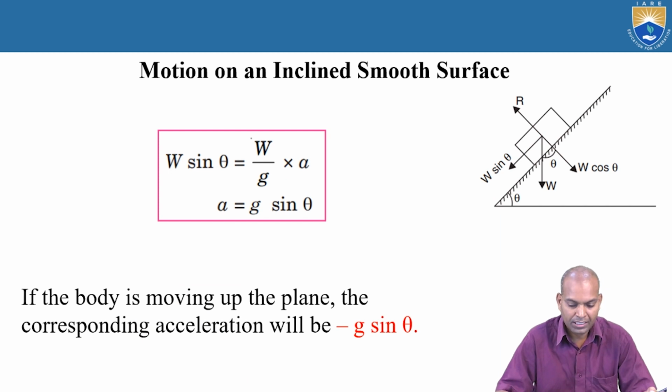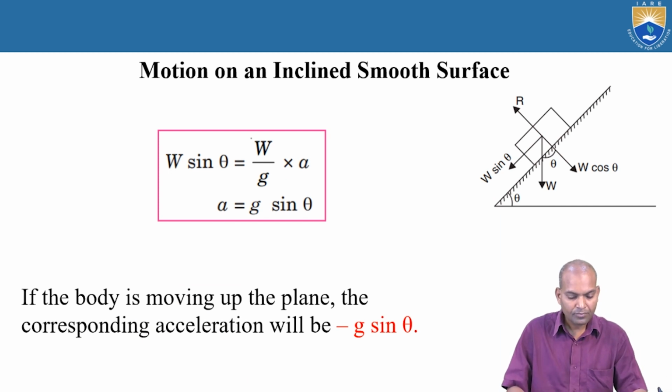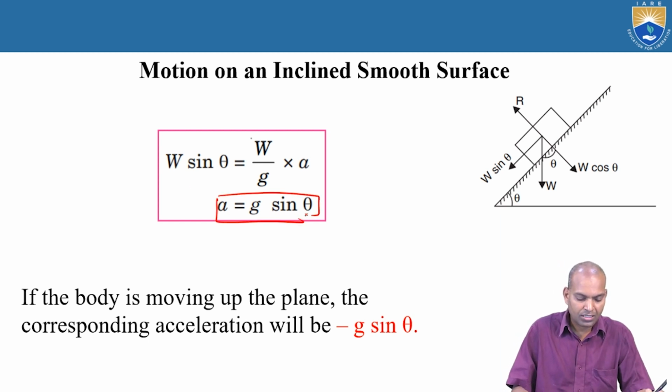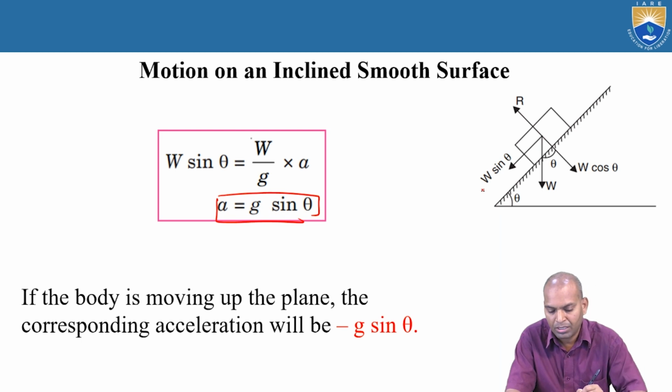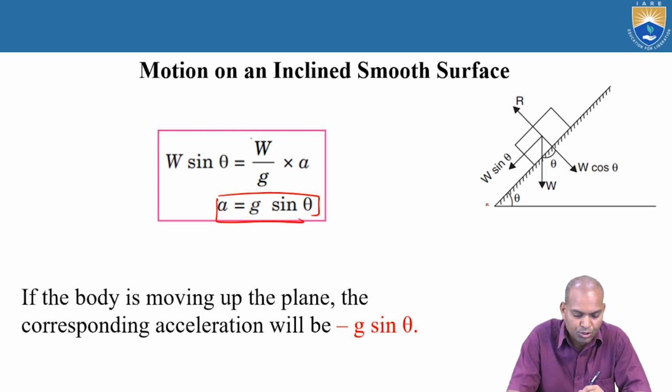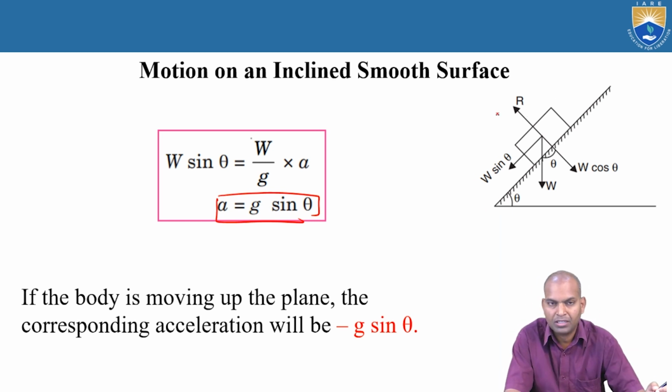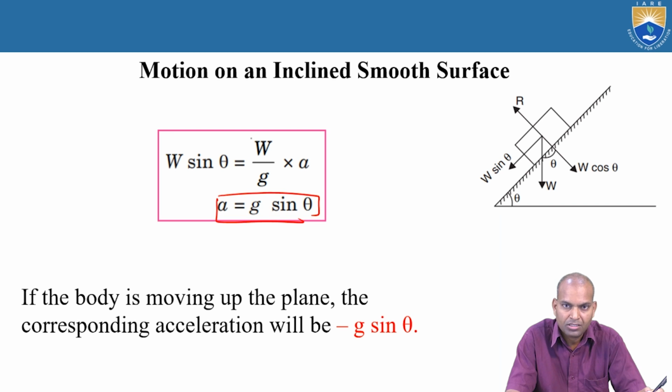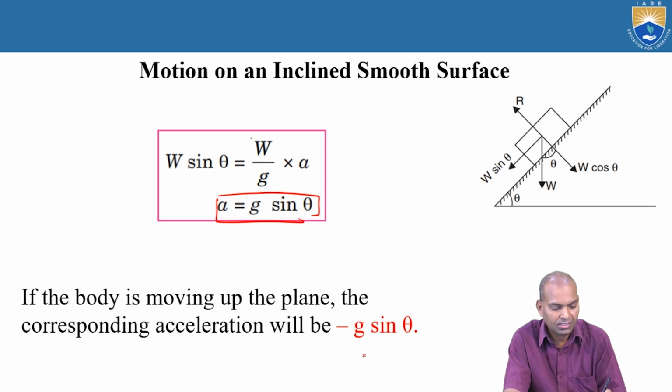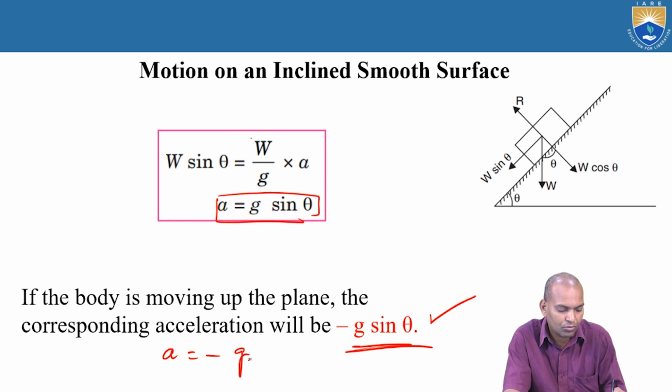Now let us begin with the second part. Here W sin theta gives a equal to g sin theta, which is when the body is moving down the plane. Suppose the body is moving up the plane, then what will happen? Then a becomes equal to minus g sin theta, so the acceleration becomes negative g times sin theta.